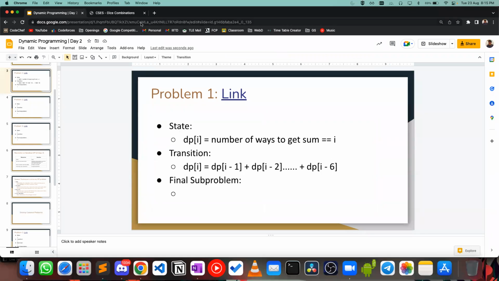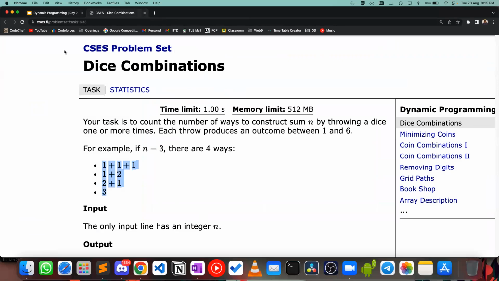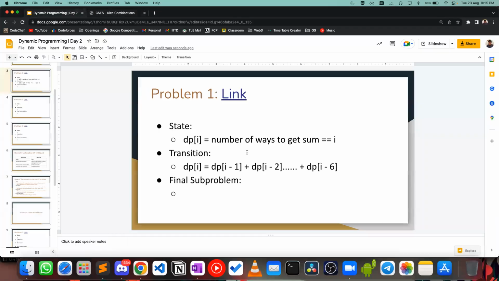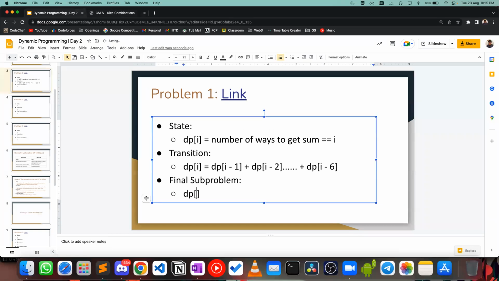Now, what about the final subproblem? What does the question want us to solve? It wants us to tell the number of ways to get n. So where would that be stored? It would be stored in dp of n. Correct. Very good. So our final subproblem will be dp of n.